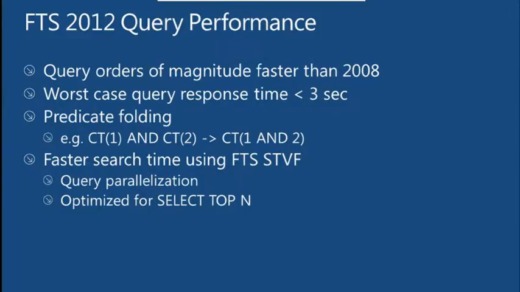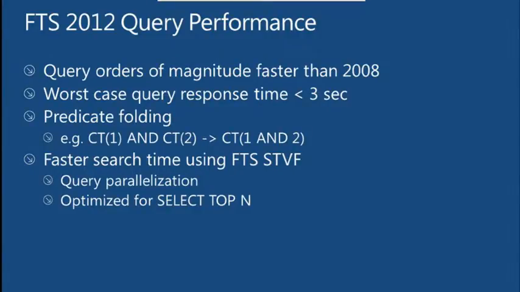I have 14 minutes left to go. Faster search time with the full text search, this is called streamed table valued function. So full text search always manifests itself in a query plan as a streamed table valued function. And this function can now be parallelized itself. There was no parallelization in full text search before 2012 on a query. It's also optimized for a select top N query, because that would be what you'd be most likely to do in full text search.